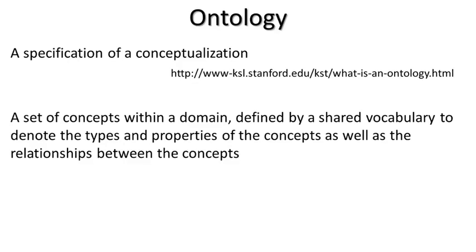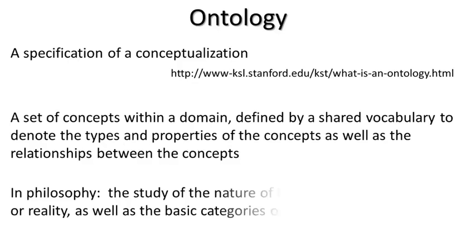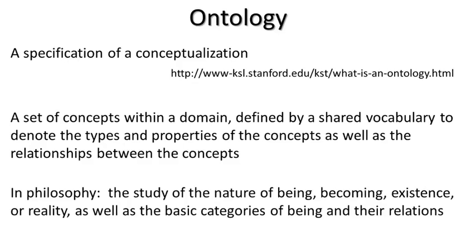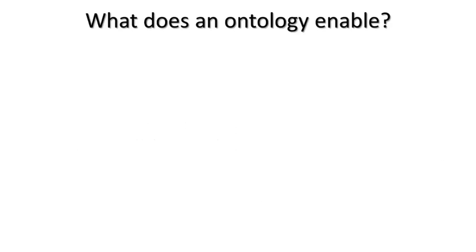Ontology has a long root in philosophy since the 19th century, before it was adopted in computer science in the mid-20th century. In philosophy, it is defined as the study of the nature of being, becoming, existence, or reality, as well as the basic categories of being and their relations. So why is ontology important? What does it enable us to do?